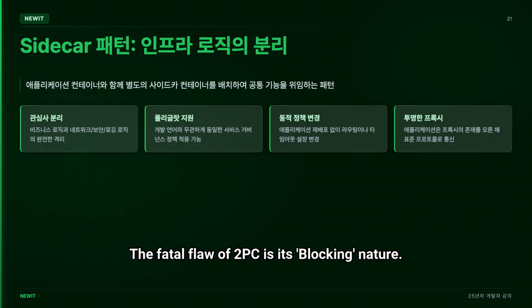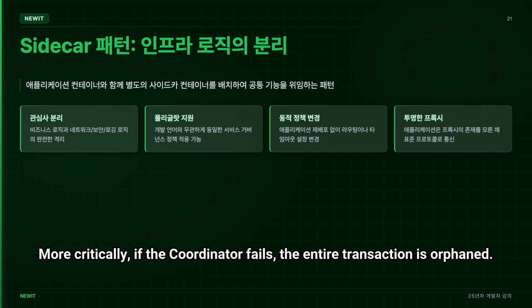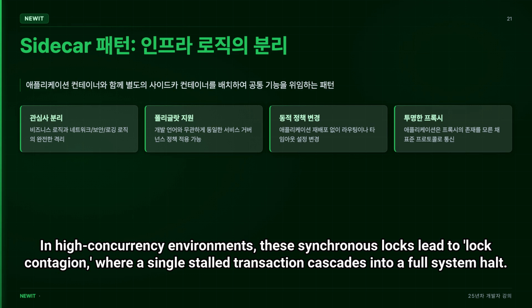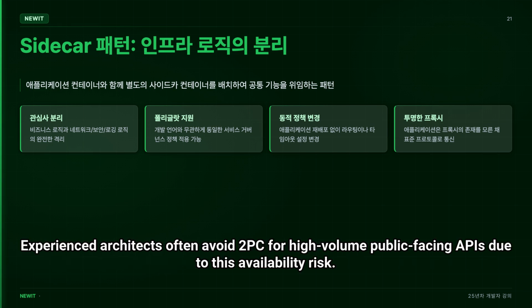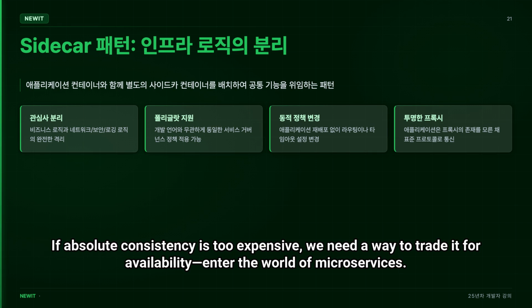The fatal flaw of 2PC is its blocking nature. If a participant crashes after voting yes, but before receiving the final decision, it remains in an in-doubt state, holding locks indefinitely. More critically, if the coordinator fails, the entire transaction is orphaned. This is a classic single point of failure. In high concurrency environments, these synchronous locks lead to lock contagion, where a single stalled transaction cascades into a full system halt. Experienced architects often avoid 2PC for high-volume public-facing APIs due to this availability risk. This trade-off between consistency and availability is a core theme in the CAP theorem. If absolute consistency is too expensive, we need a way to trade it for availability.